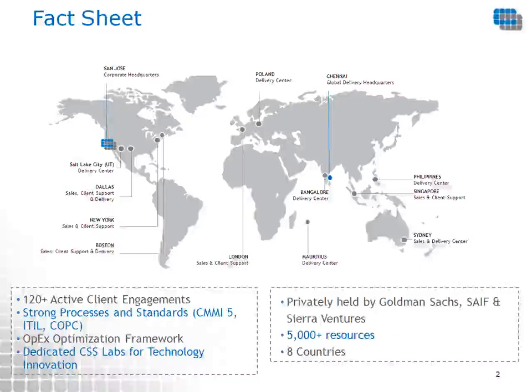A large portion of them are located in lower-cost economies such as India and the Philippines. And then the rest of the organization is located in the United States, primarily in three locations: in Salt Lake City, in Dallas, and in Boston. In Europe, we work out of our operation centers that are located in Poland, as well as in London. And then in the Asia-Pacific region, we are located in Singapore, Australia, as well as in our core operations in India. We are privately funded and have been around for the last 12 years.